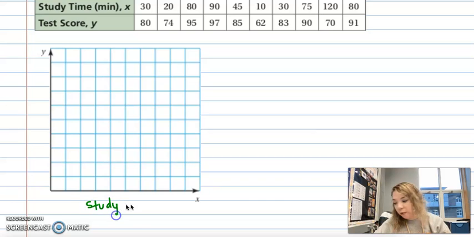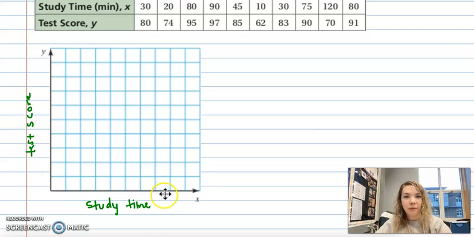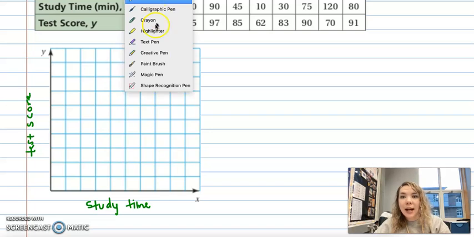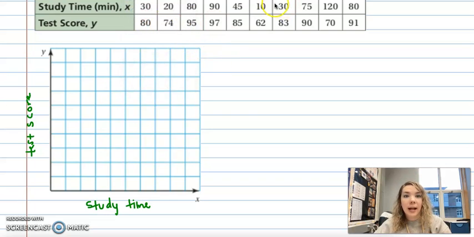And again, they're labeled for you today, but we want you to get in the habit of doing that, or at least knowing where they come from. So we have study time for X and test score for Y. So I've labeled my graph so we know what we're talking about. And then I have to figure out my scale. So it looks like I need my study time to range from 10 to 120. So we need all of it to fit.